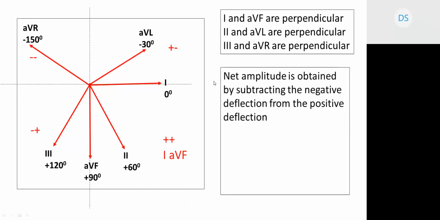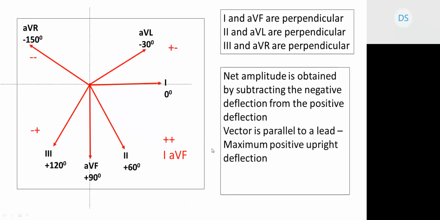After this, we are going to go a little bit into minute details calculation. Remember that the net amplitude of the QRS axis is obtained by subtracting the negative deflection from the positive deflection. If I have my QRS complex as plus 10 and also minus 3, then the net amplitude is going to be plus 7. We will take an example in the coming slides. Also, this gives us an understanding that the vector is parallel to a lead. That means you have a maximum positive upright deflection when it's parallel to a lead. If a QRS complex is at 0 degrees, then you will see the maximum vector in lead 1.